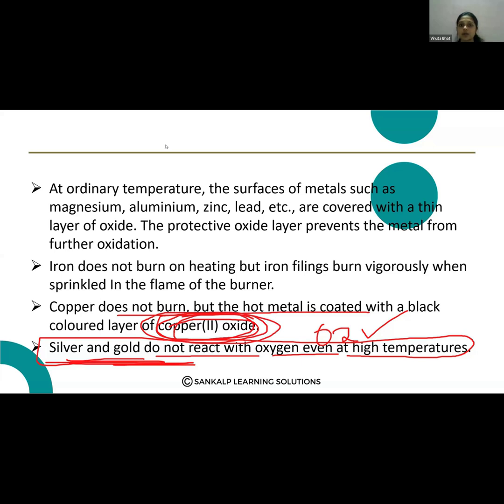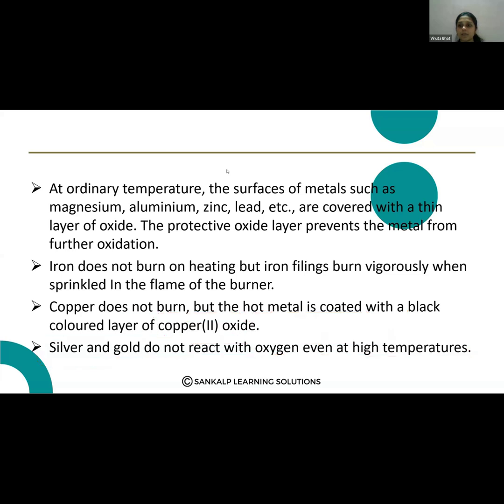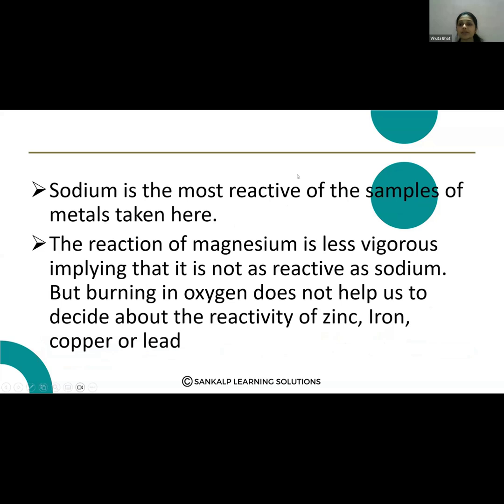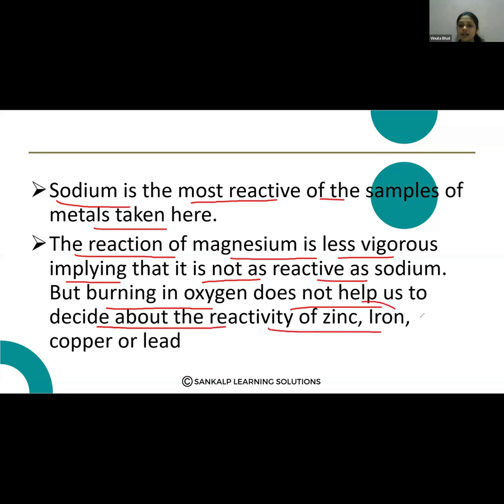So that is related to how metals react with oxygen. Sodium is the most reactive of the sample metals taken here, and the reaction of magnesium is less vigorous, implying that it is not as reactive as sodium. Okay, sodium is highly reactive and magnesium is less reactive. But burning in oxygen does not help us to decide the reactivity of zinc, iron, copper or lead.